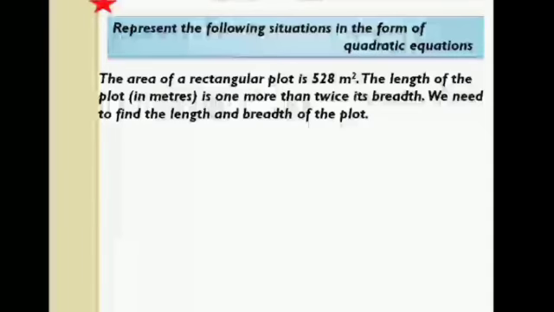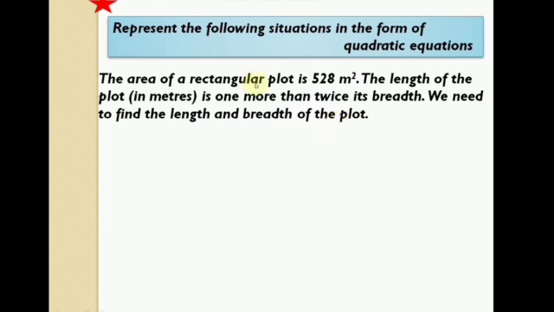Let's represent the following situations in the form of quadratic equations. The situation is: the area of a rectangular plot is 528 meters square. The length of the plot is 1 more than twice its breadth. We need to find the length and breadth of the plot.